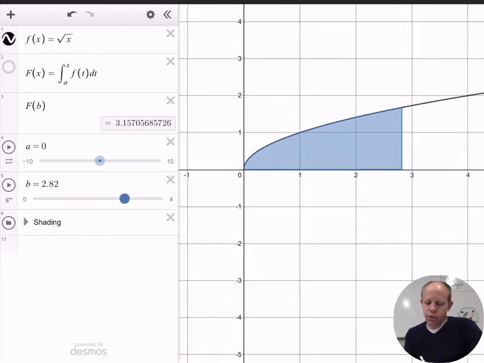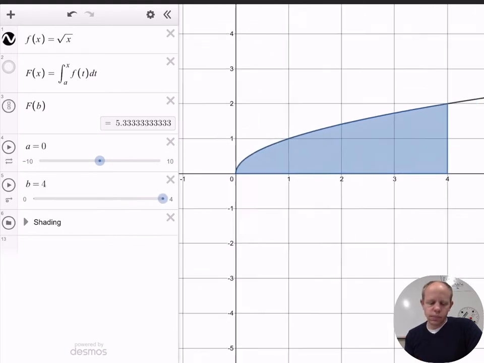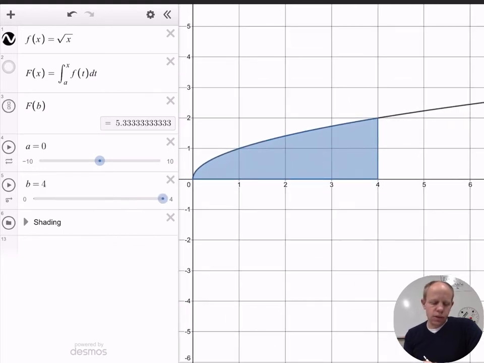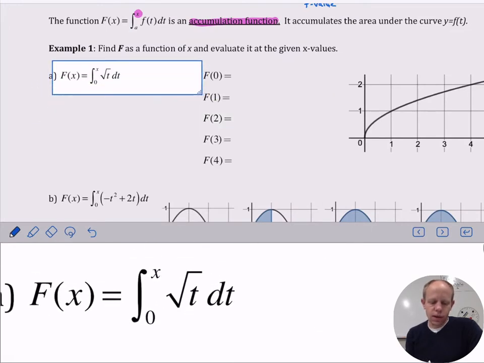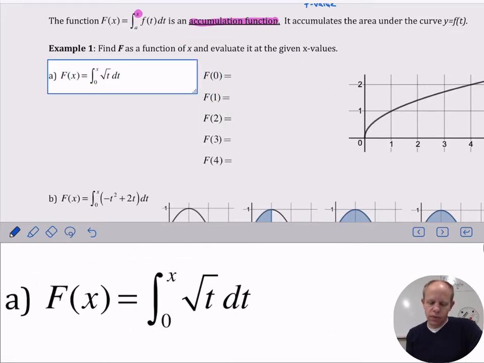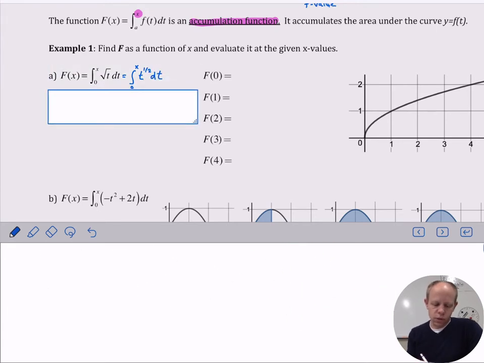And so it's kind of nice. If we go to 3, we can see it right there. We can see 4, and so on and so forth. So what we want to be able to do is figure out what is that accumulation function. First off, we want to actually find the antiderivative, and so I'm going to change this to be the integral from 0 to x of t to the 1/2 power. That way we can solve this a little more easily.